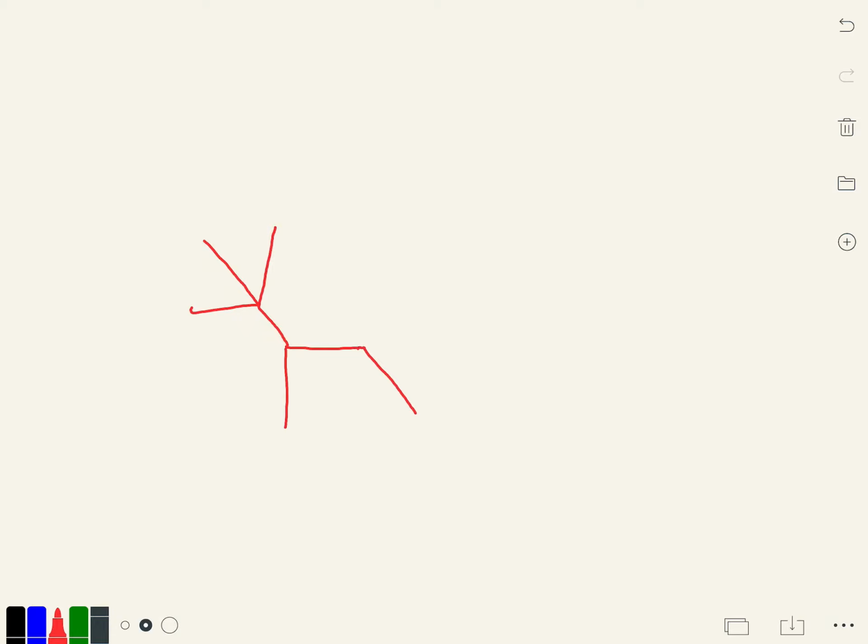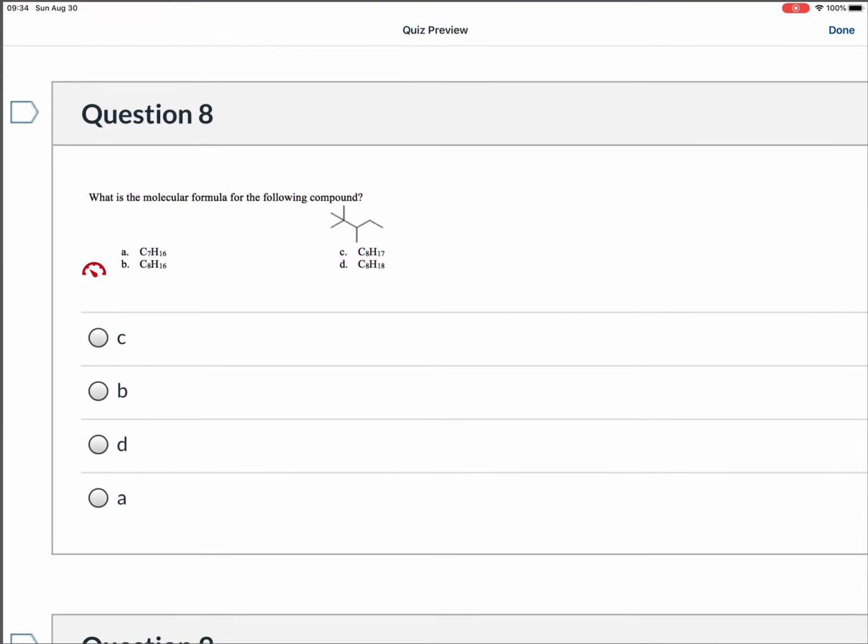So what you do is you count all the angles and ends. 1, 2, 3, 4, 5, 6, 7, 8. So if there's 8 carbons, there should be 18 hydrogens, because times 2 plus 2.